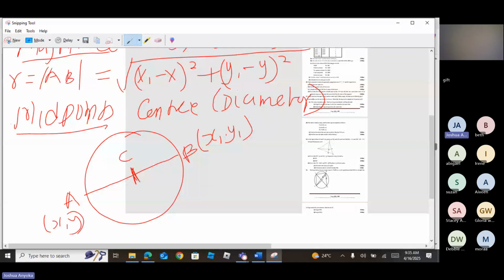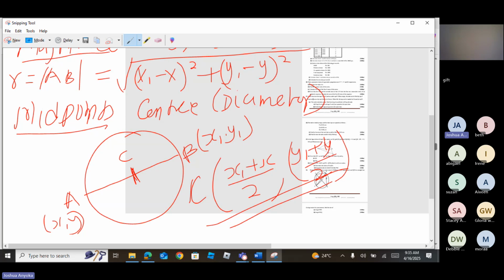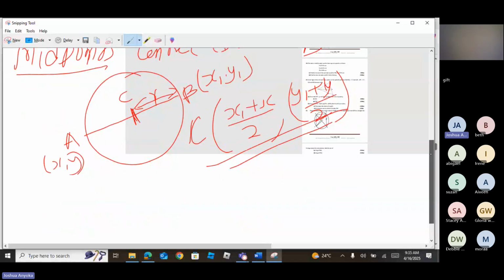So the center of the circle will be the midpoint C, which equals (x1 plus x) divided by 2, and (y1 plus y) divided by 2. So this will give us the center. Now with the center, we can easily find the radius. All these aspects are required for you to master, so that you start bringing in the ideas as you are getting the equation of a circle.